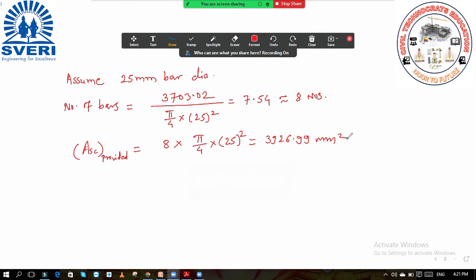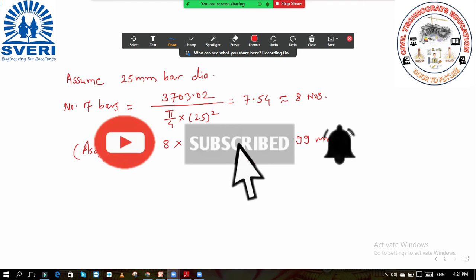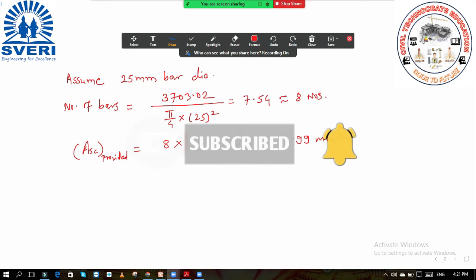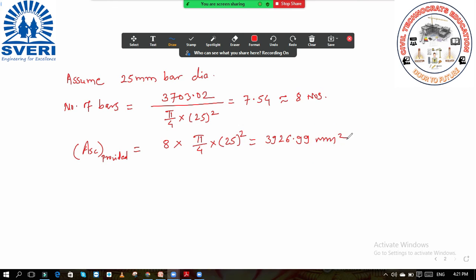But there is a clause for minimum diameter of the column bars. So the minimum diameter should not be less than 12 mm. So minimum 12 mm is required, for maximum there is no clause.